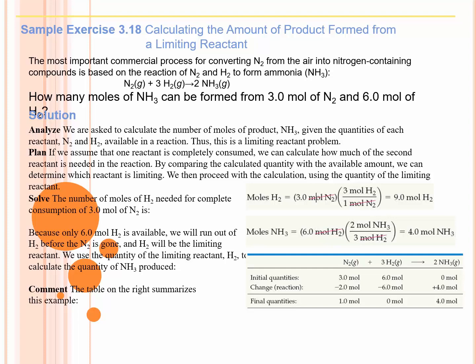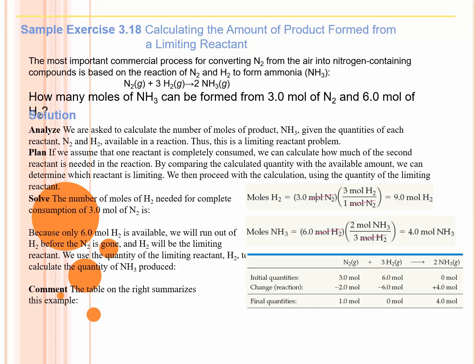So if we look at this example, calculating the amount of product formed from a limiting reactant, if you are given this reaction between nitrogen and hydrogen to form ammonia, how many moles of ammonia can be formed from 3 moles of N2 and 6 moles of H2? So notice here, we are asked to calculate the number of moles of product given the quantities of each reactant. Thus, this is a limiting reactant problem.